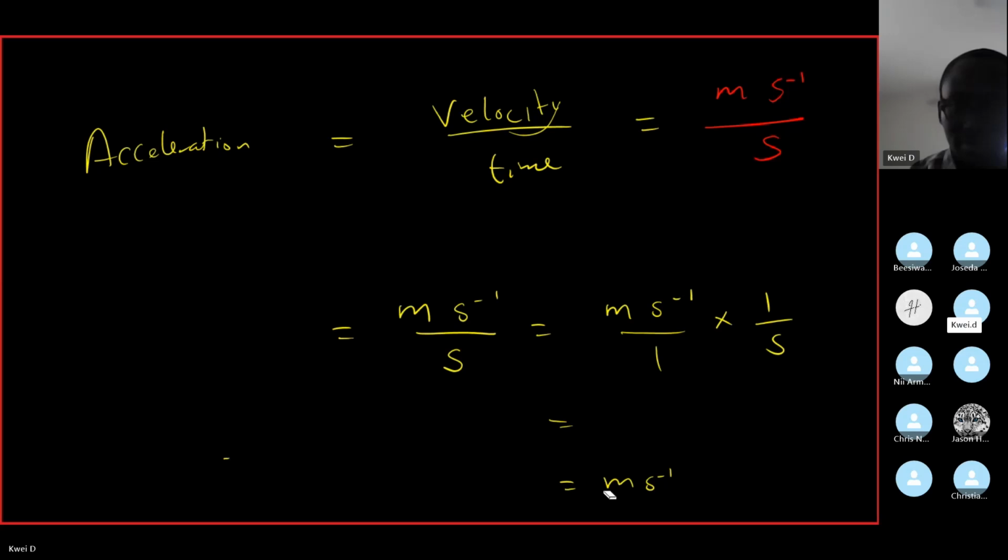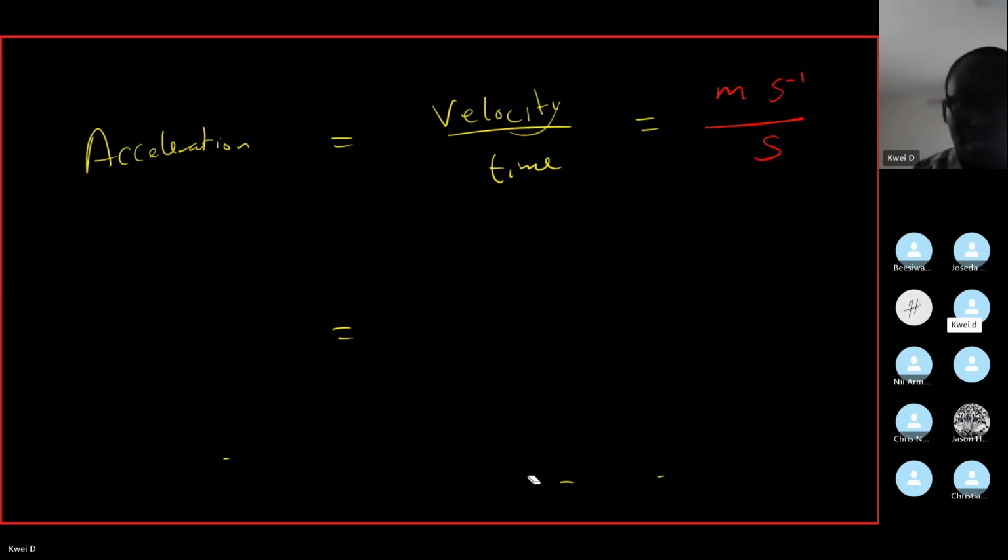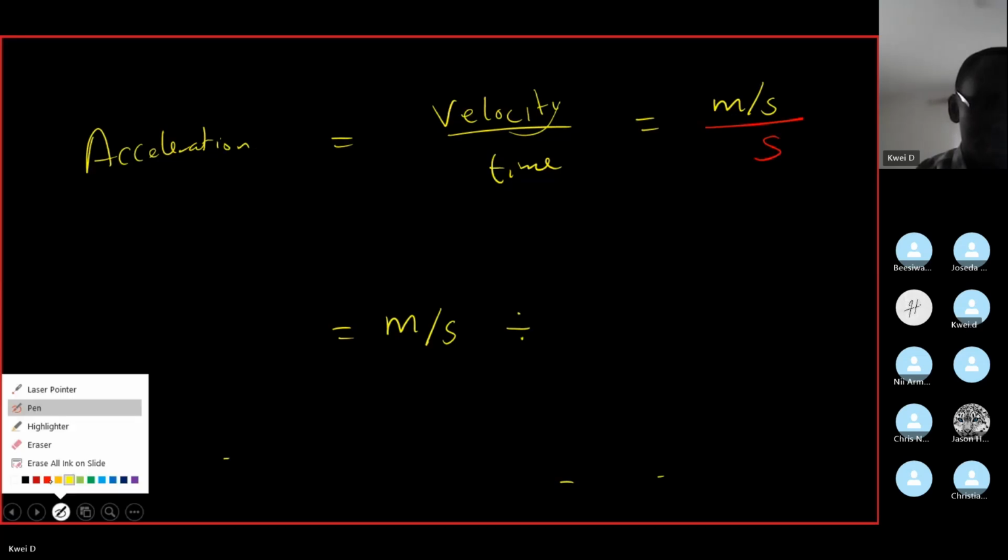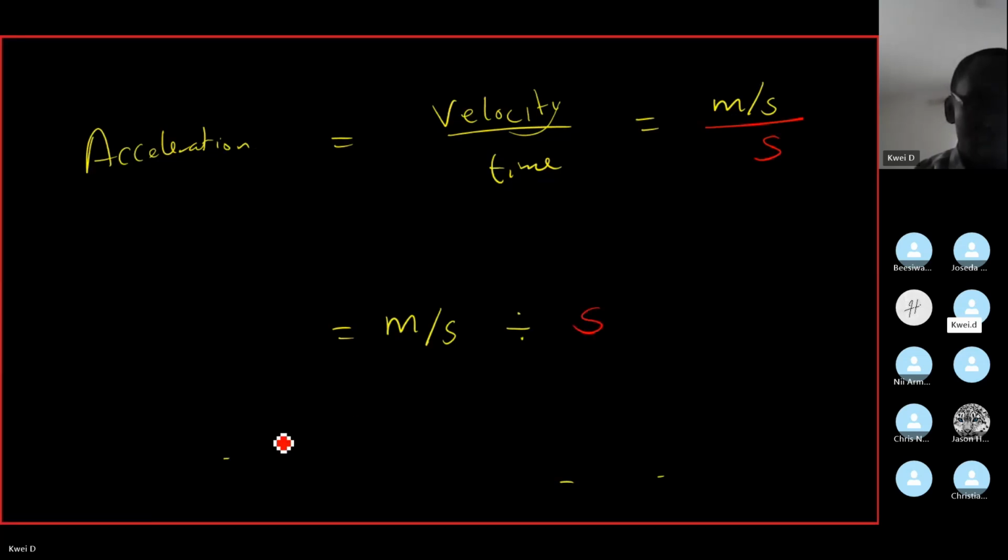Or someone will say that if you look at the units again, someone would prefer to write the acceleration this way. So what does it mean? It means meter per second divided by the second. So how do we transform this? It becomes m over s divided by s, right? So if you multiply this, it becomes 1 over s.